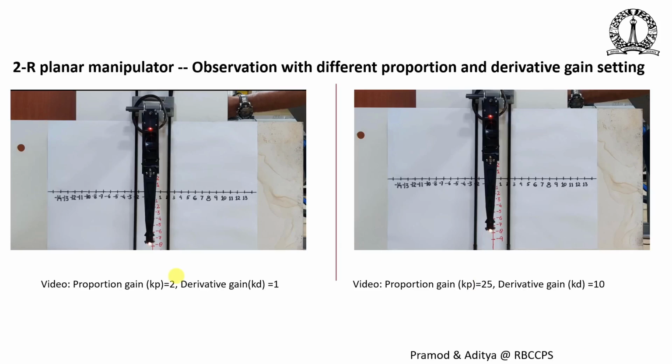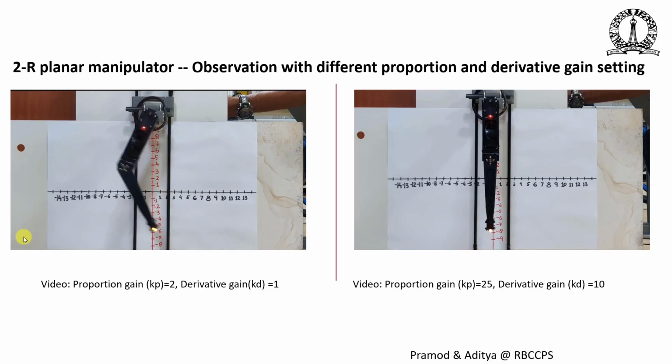The left hand side shows the setup, and also the right hand side. This is the 2R robot, and we start with a proportional gain of 2 and a derivative gain of 1. This simulation here shows the performance of this planar 2R robot when the proportional gain is 25 and the derivative gain is 10. You can see that there is a scale which is drawn, which gives you an idea of how much the error is.